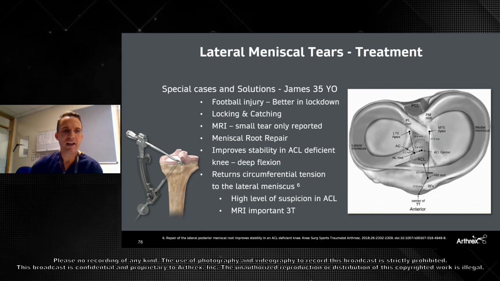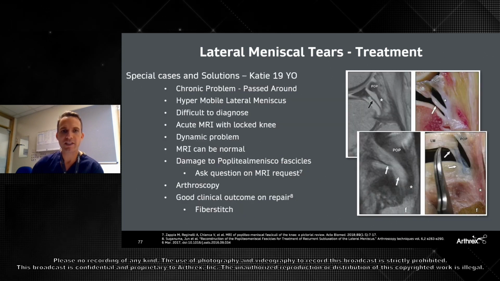Like I said, you've got to have a very high level of suspicion, have a particular musculoskeletal radiologist who's very interested and keen and understands what's going on, and having a high resolution 3 Tesla scanner has been shown in the literature to have a higher rate of identifying these injuries.